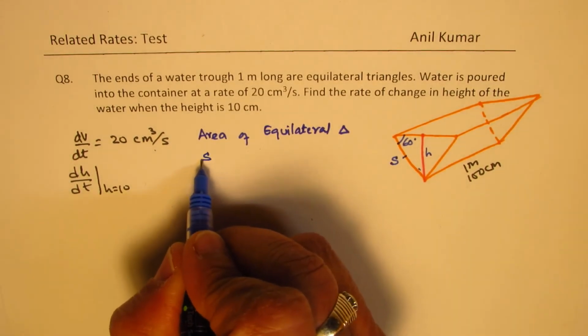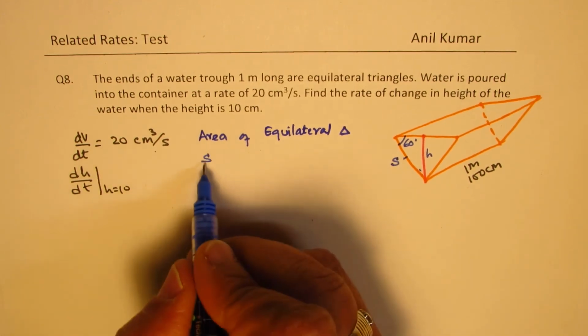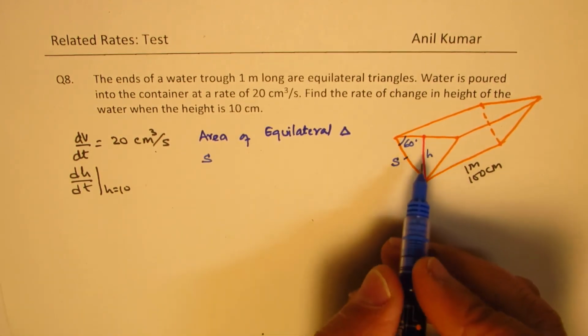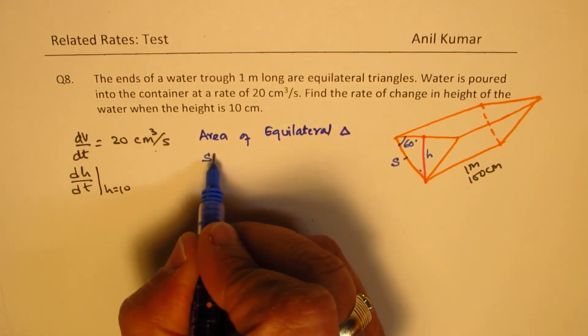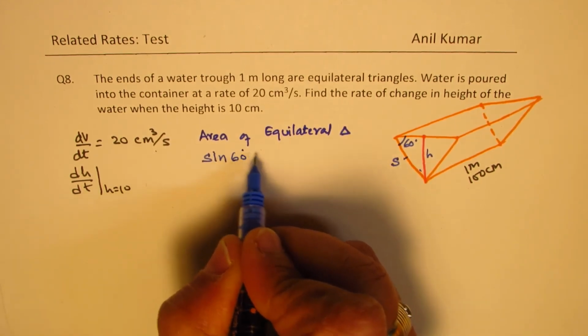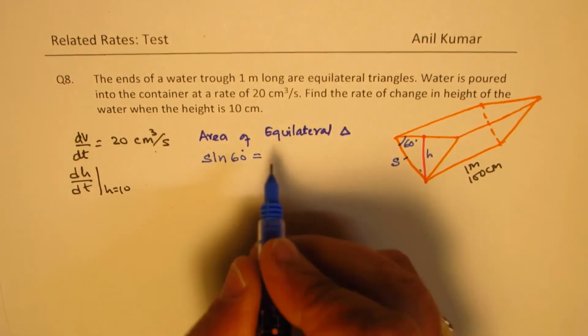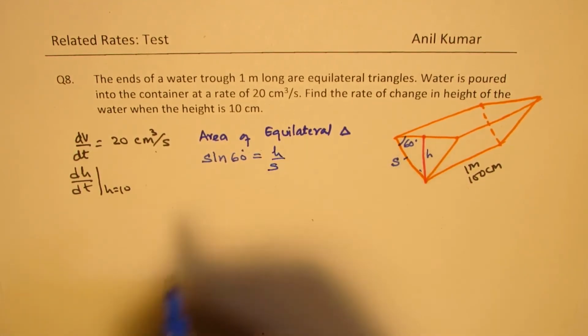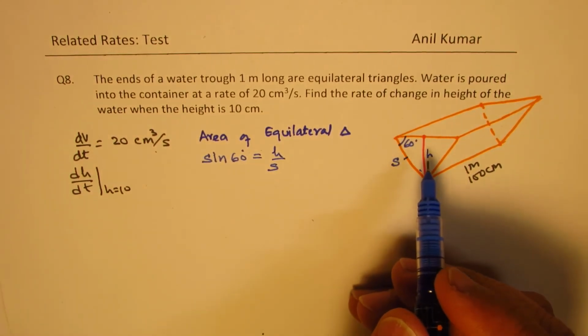In this case, side S, that is the hypotenuse, correct? Side S is the hypotenuse which we need to find. So we know that sine, this is the opposite side, correct? So we can say sine of 60 degrees will be equal to opposite side over the hypotenuse, so h over s, correct? And in an equilateral triangle, you know the ratios.